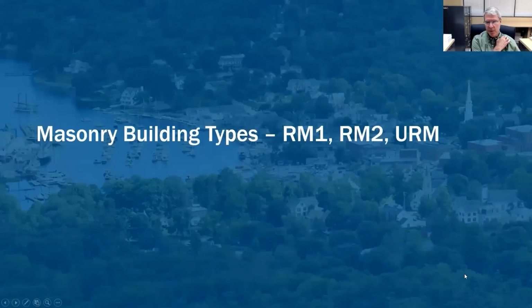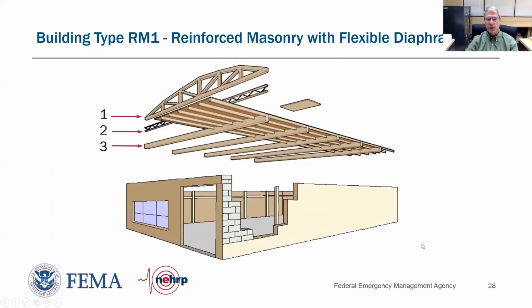Let's switch to masonry. So we have three types within our masonry material type. We have RM1, RM2, and URM. And so here is an illustration for an RM1, reinforced masonry with flexible diaphragms. And so generally what you'll see in an RM1 is a one-story building, and you're going to have a timber or wood roof diaphragm system, or you're going to have steel joist with metal deck with insulation on top of that. Both of those are flexible diaphragms and typically associated with our single-story building.